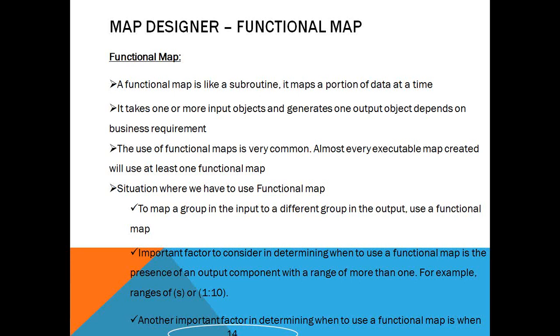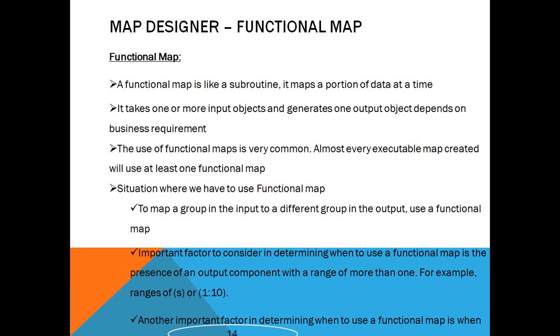We can pass n number of arguments: first argument, second argument, third argument. Using all that data, inside it will do the mapping for one output object. So we can pass n number of arguments for a functional map. The use of functional map is very common. Almost every executable map created will use at least one functional map. It's not that the map must always have a functional map, but mostly whatever development you do, it will have a functional map.